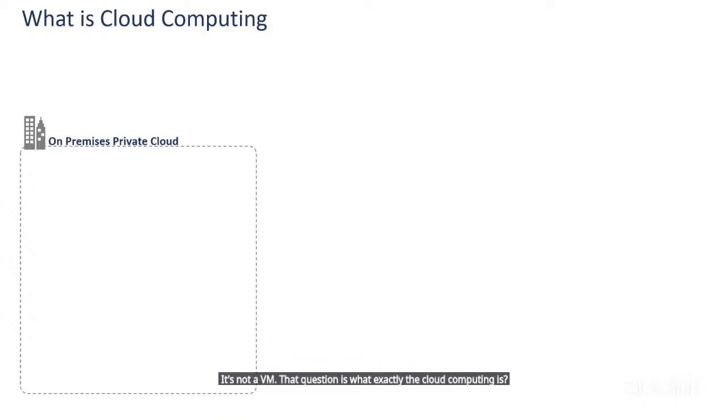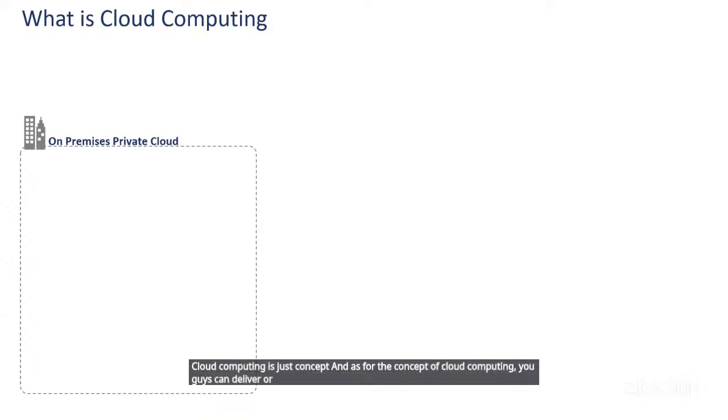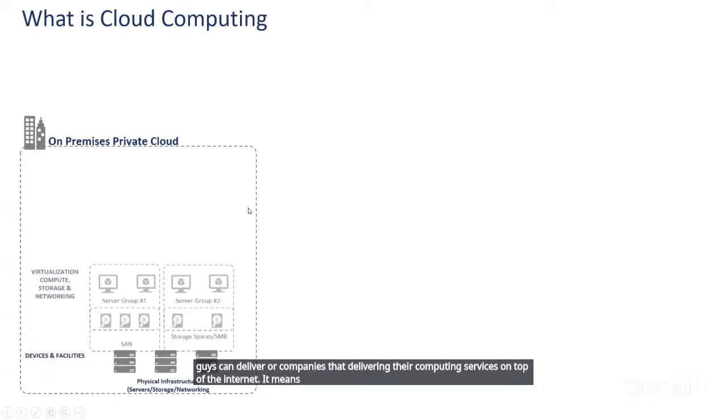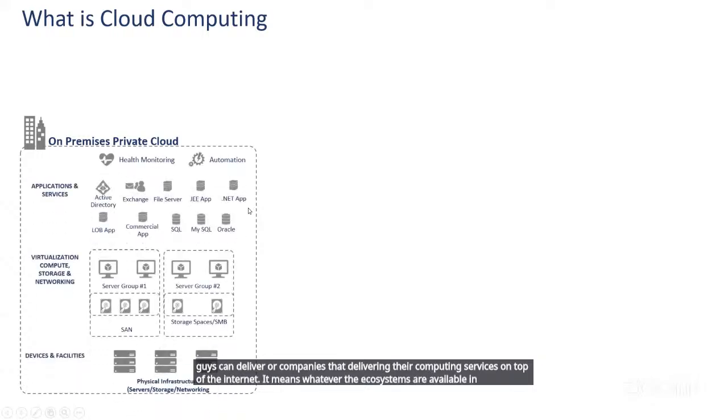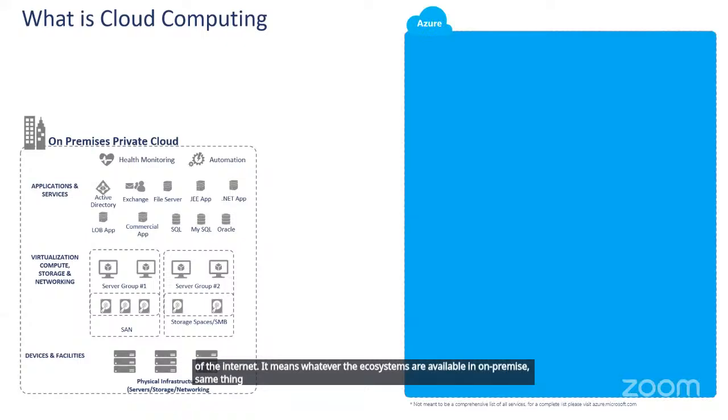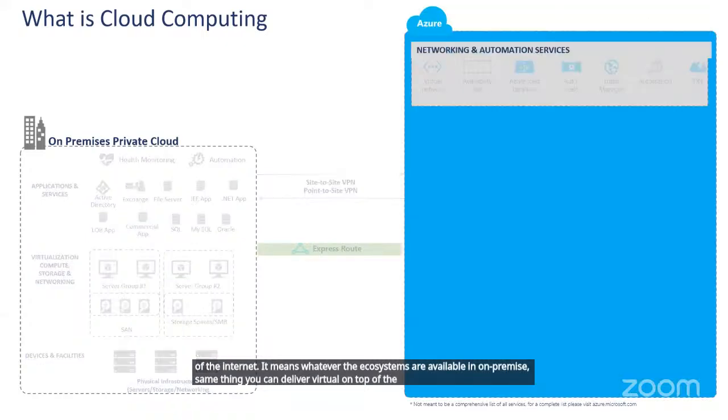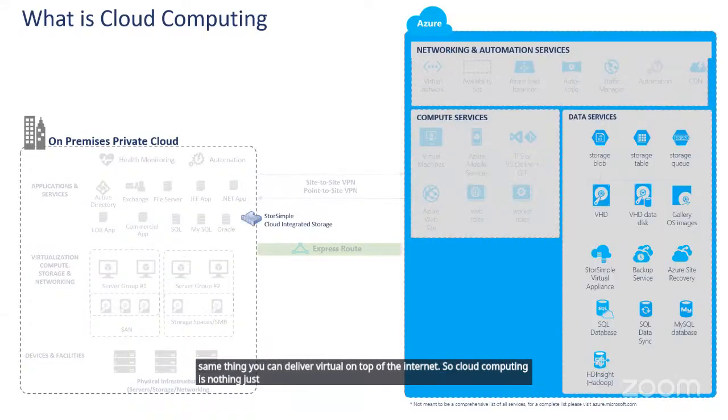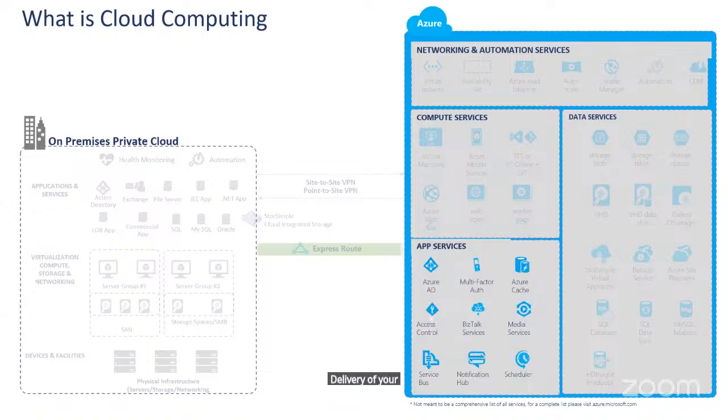Cloud computing is just a concept. As per the concept of cloud computing, companies are delivering their computing services on top of the internet. It means whatever ecosystems are available on-premise, the same thing you can deliver virtually on top of the internet. So cloud computing is nothing but delivery of your computing services over the internet.